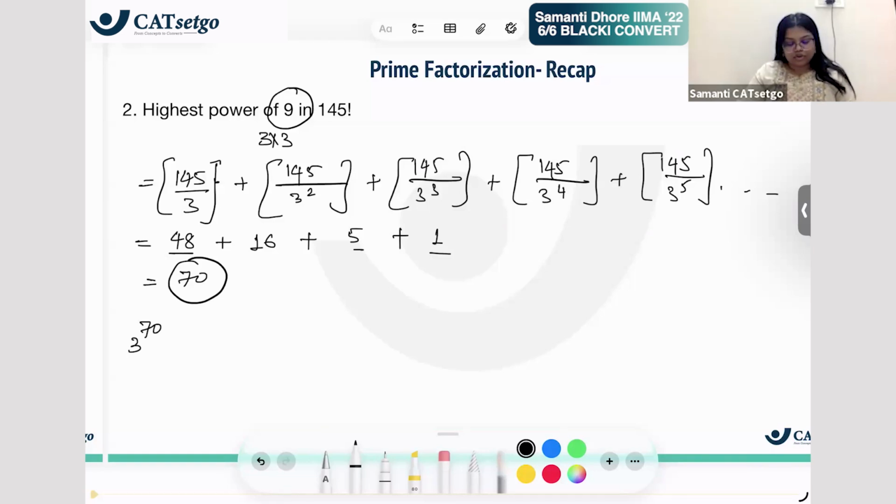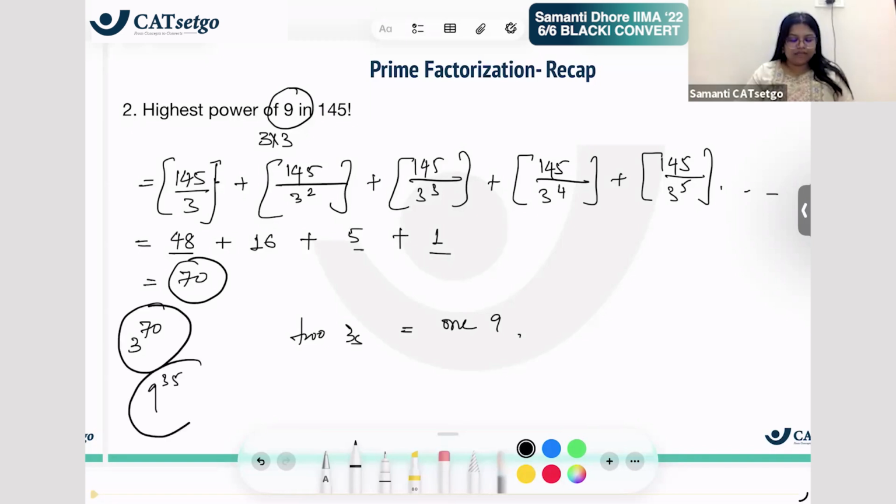Now the whole point is 2 3s make 1 9, right? So if I want to see the power of 9, 3 raised to 70 means 9 raised to 35. The answer is, because we will club 2 3s to make 1 9. So 3 raised to 70, 70 number of 3s are available, so we will have 35 9s. So what is the highest power of 9 that divides 145 factorial? 35. Do we get this?